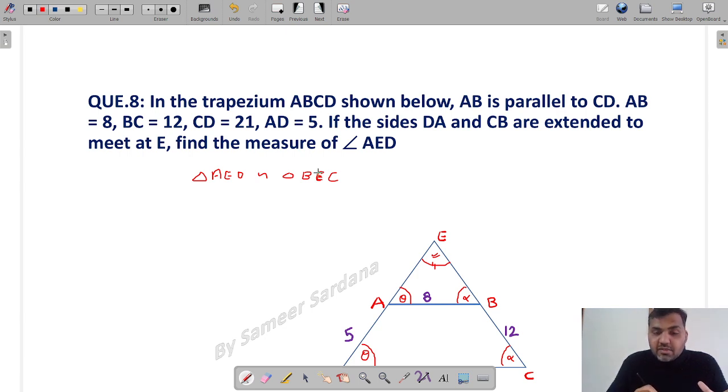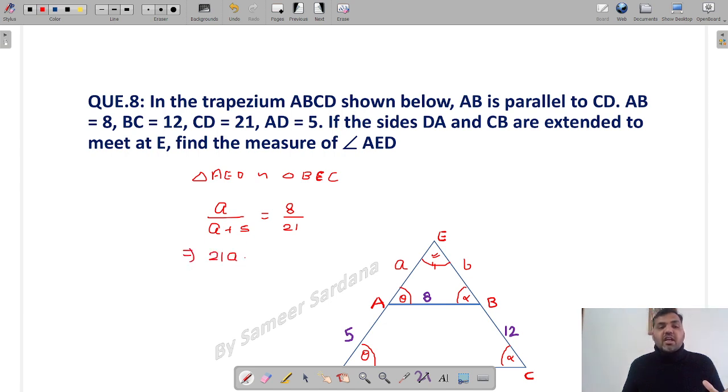If these two triangles are similar, guys, can I apply the concept of similarity now? If this side is A, and let's say this side is B, can I say that A upon A plus 5 will be equal to 8 upon 21? Solving this will give you 21A equal to 8A plus 40. 21A minus 8A is equal to 40. 13A will be equal to 40, right?